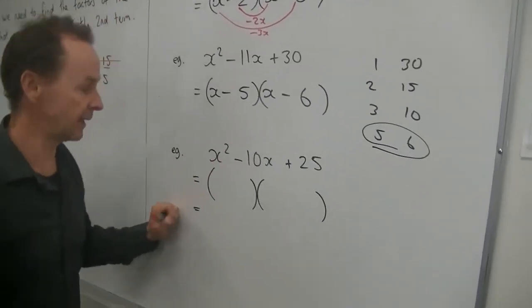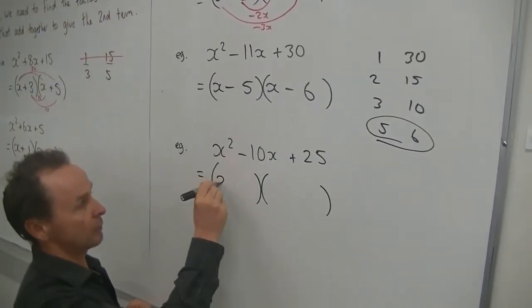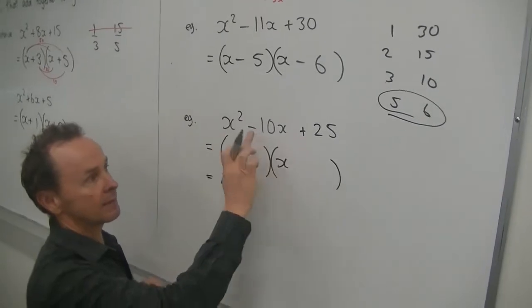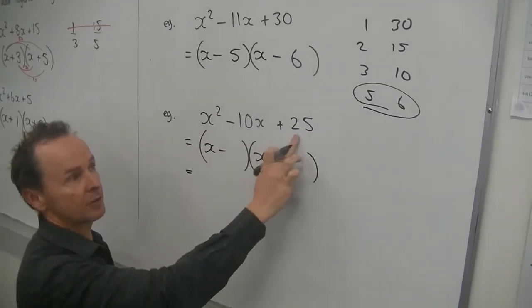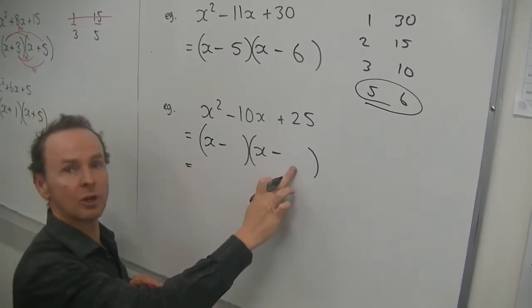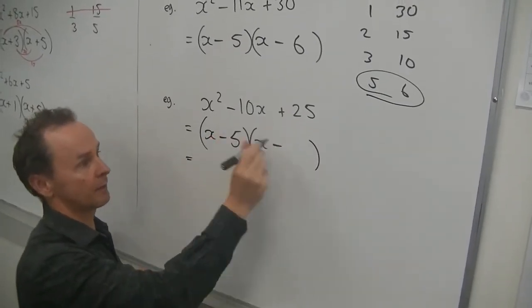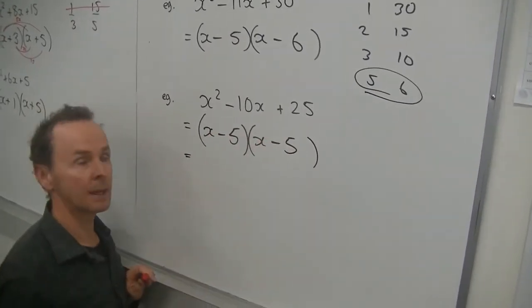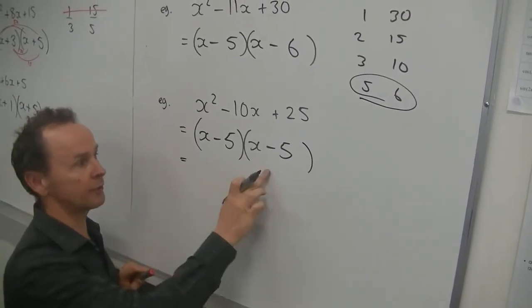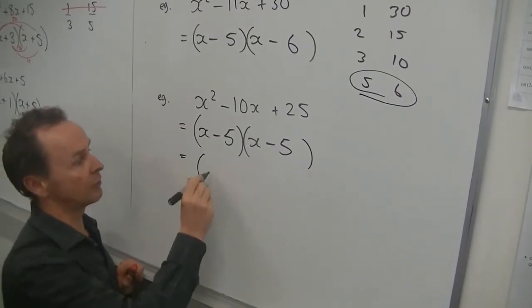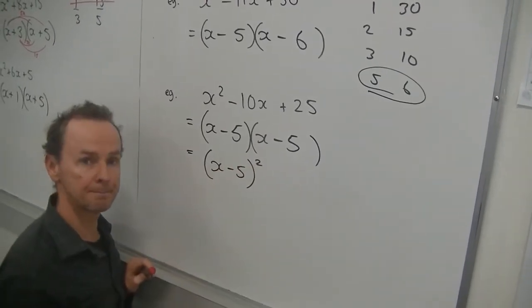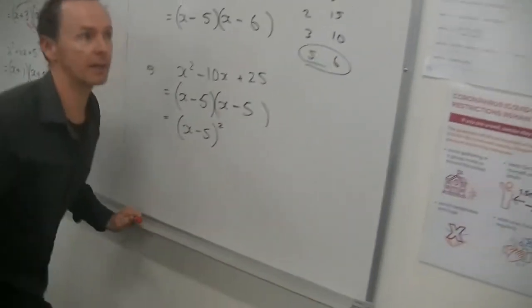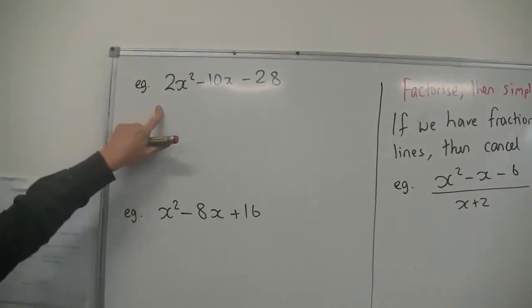Let's do the next one down here. x squared, we put down x and x. It's a plus, so the signs are both the same. They're both negatives, because that's a negative. Factors of 25 are 1 and 25, which is not going to work, or 5 and 5. So we can put down the 5s in there. We've got the right answer, but what do you notice? This is called a perfect square. So you can simplify that as x minus 5 all squared. Good job, everyone. Hopefully that makes sense. Let's move on to this one.